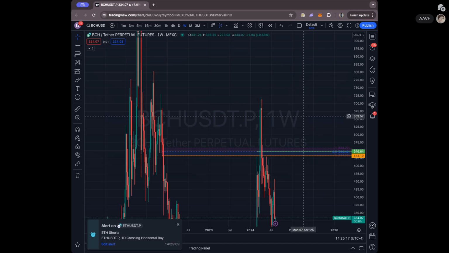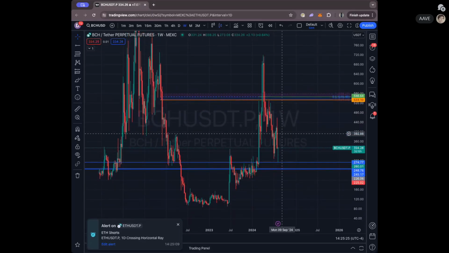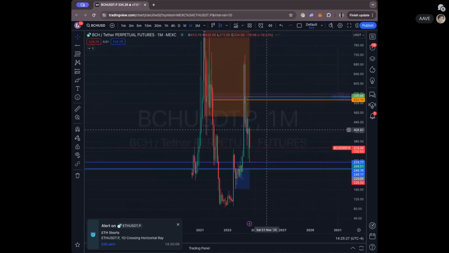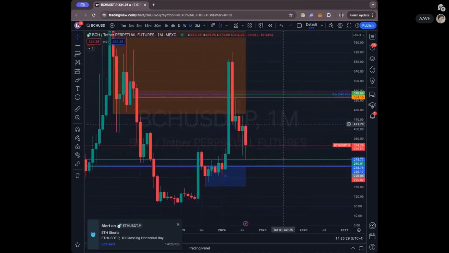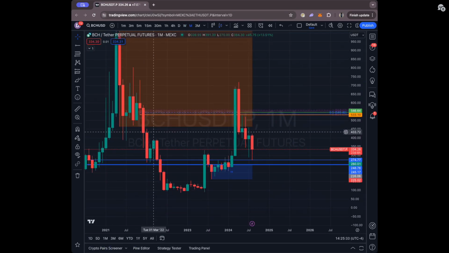Excellent. So, Aave wanted. Yes, Aave. I've actually been watching Aave a little bit recently, and I have a good update on that one. So I'll get to that next. So BCH, as you can see, this is still high time frame bearish delivery.